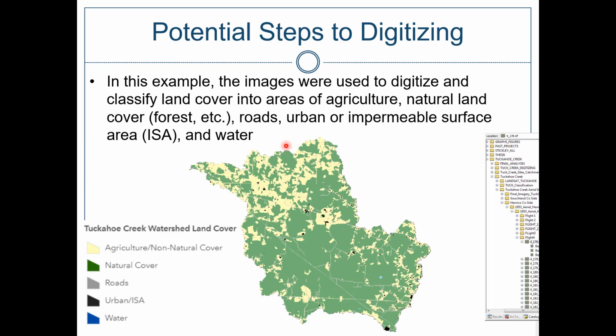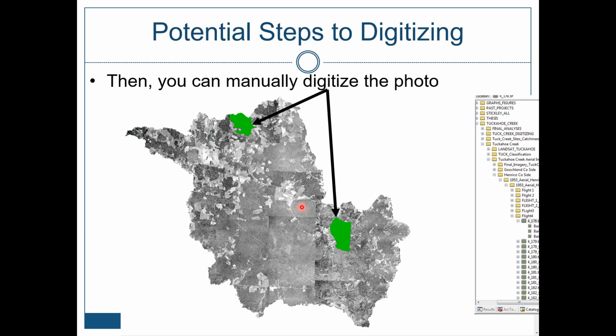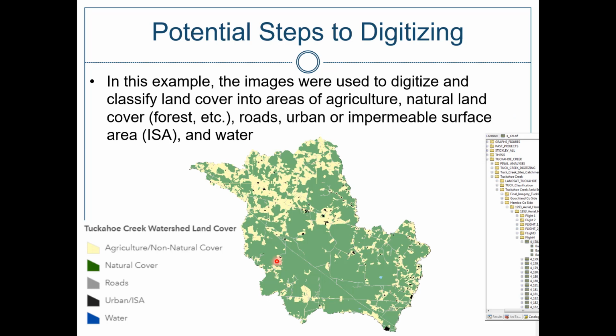But you can see that it takes a long time. You have to go into these images and really spend your time drawing out and creating each different line, each different polygon, each different point if you needed point data for some reason. So that's just an example showing a way to use aerial imagery to classify land cover data.